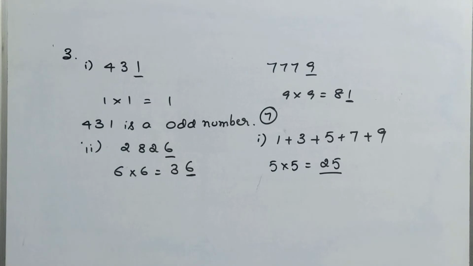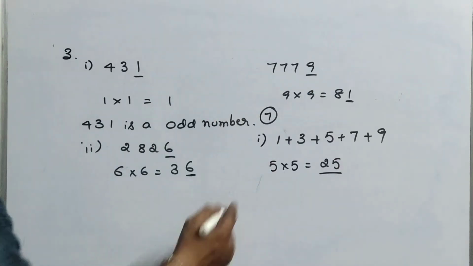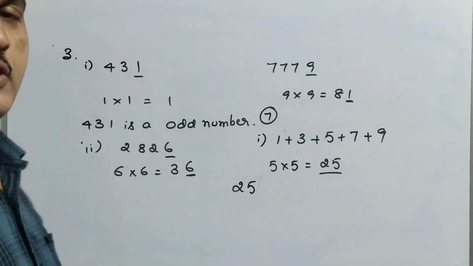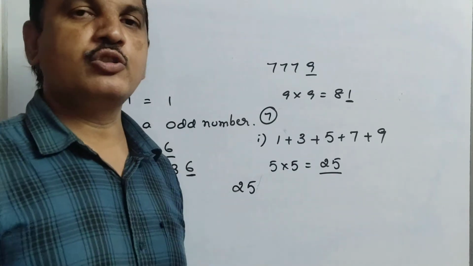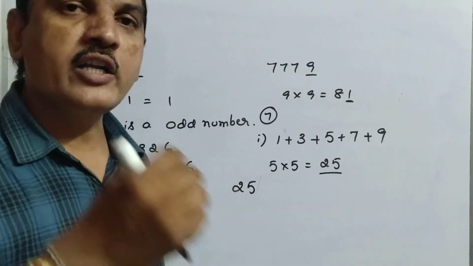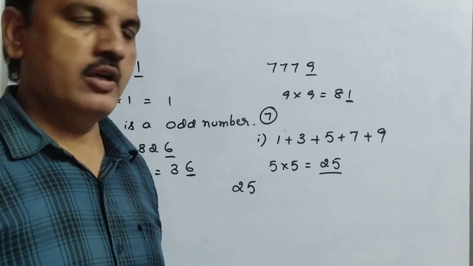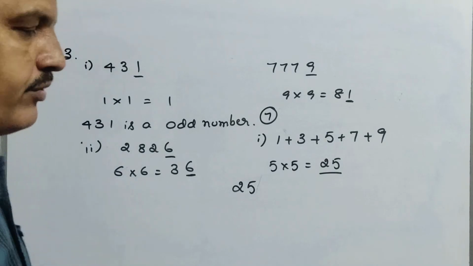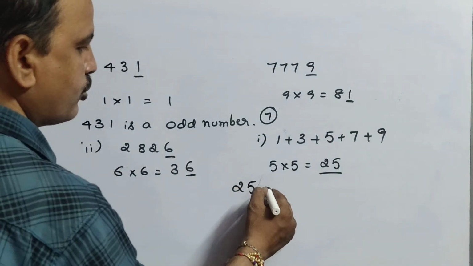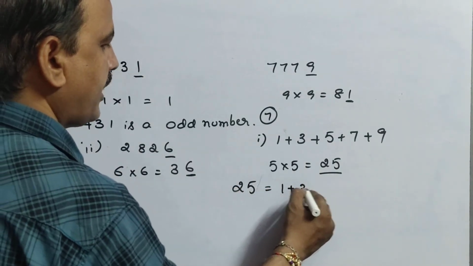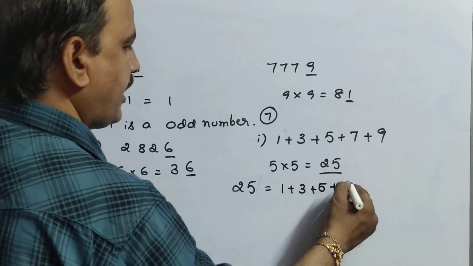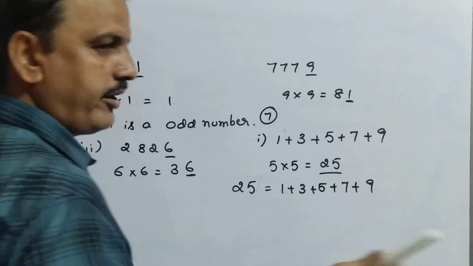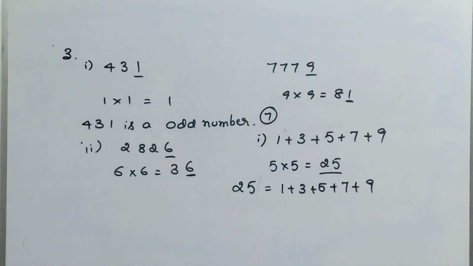Okay. Suppose sometimes they may ask you a question. They'll give you 25 and they'll ask you to write in the form of odd numbers. Then you have to write 25 equals 1 plus 3 plus 5 plus 7 plus 9. Why? 1, 2, 3, 4, 5. 5 odd numbers, if you write, it is enough.